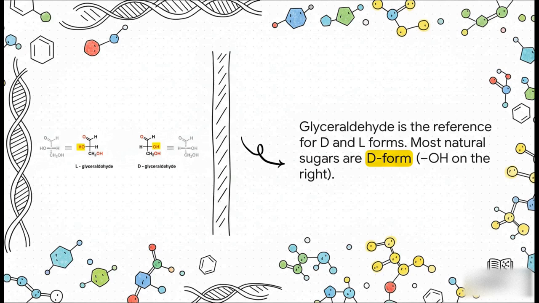If it's pointing to the right, it's a D sugar. If it's pointing to the left, it's an L sugar. And a fun fact, pretty much all the sugars that matter in biology are in the D form.